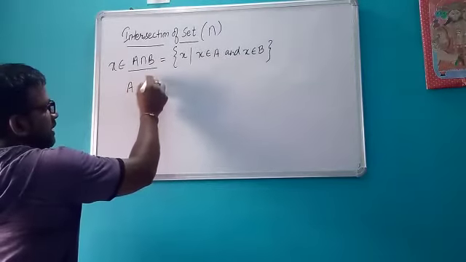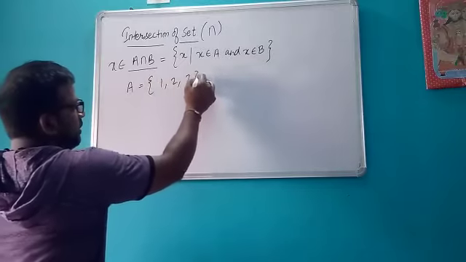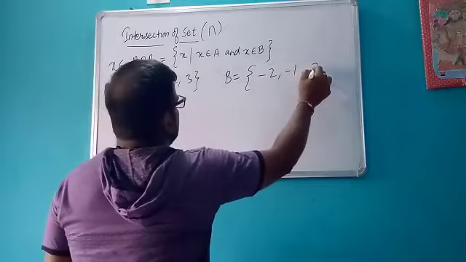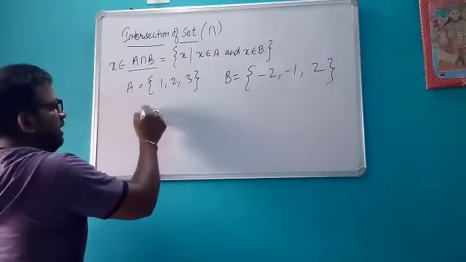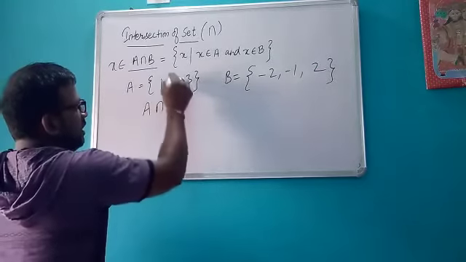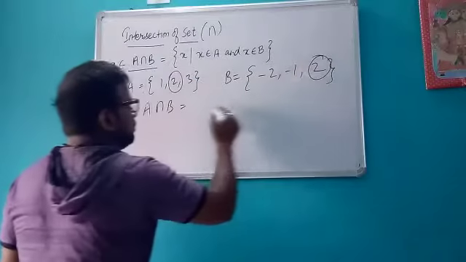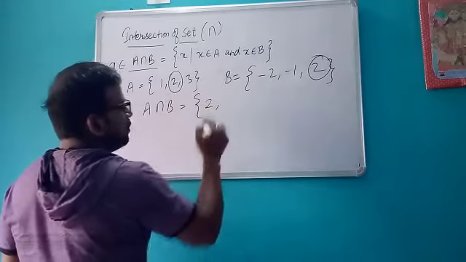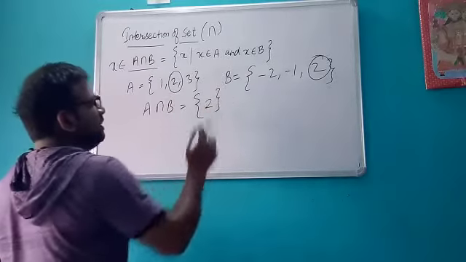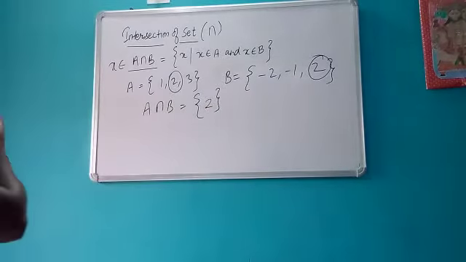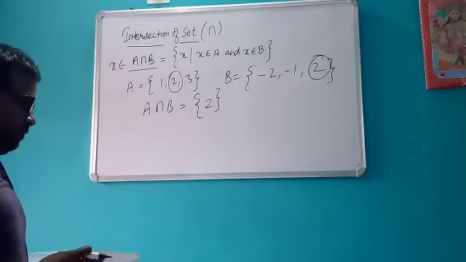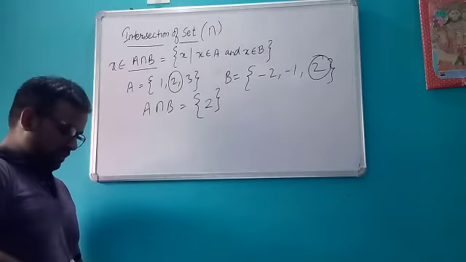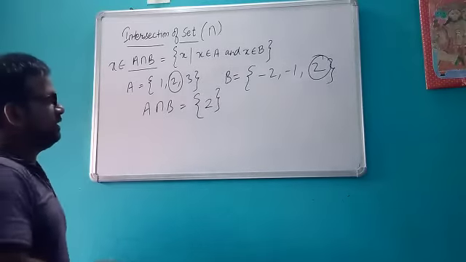For example, if I take A equal to {1, 2, 3} and suppose I take B is equal to {-2, -1, 2}. So what will be A intersection B? A intersection B will be the common element of both the sets, and you can see clearly the common element in these two sets is only 2. So this will be your A intersection B. So this is how we will find the intersection of sets. That means the element should come both in set A and set B simultaneously. Otherwise you cannot find the A intersection set.